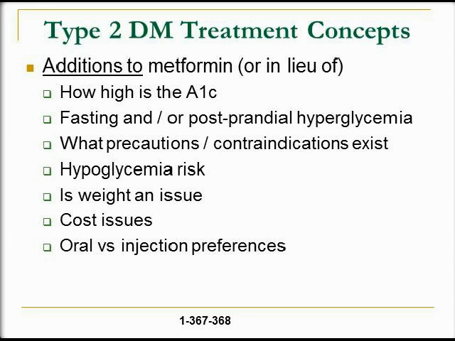What precautions or contraindications exist? Do they have heart failure? Renal impairment? Gastroparesis? A history of pancreatitis? What's the overall hypoglycemic risk? If they have a very strong history of significant hypoglycemic reactions, you're going to avoid sulfonylureas or insulins because their overall risk is quite high for hypoglycemia. So these other agents are very, very low risk for hypoglycemia.